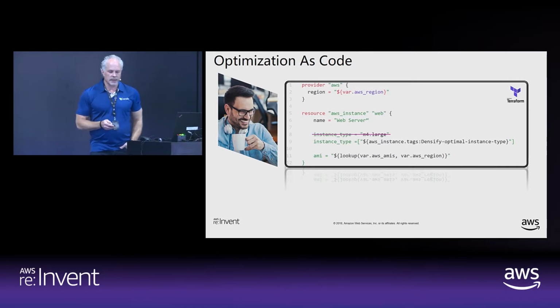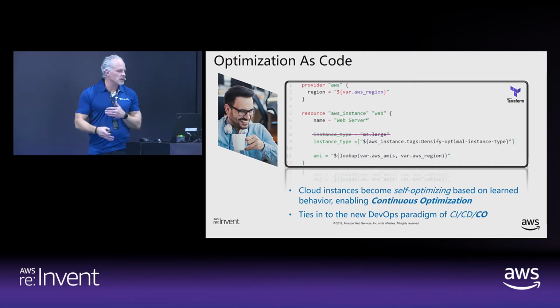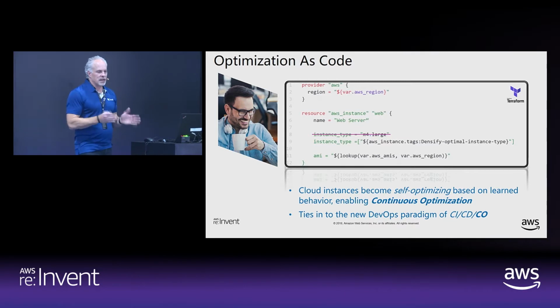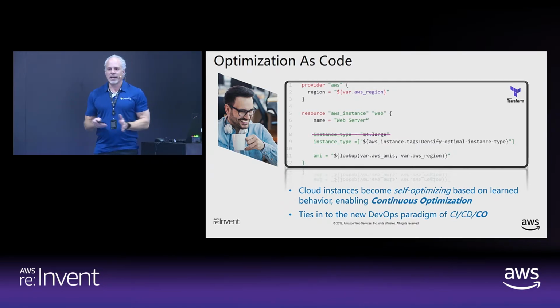So the cloud instance will become self-optimizing based on its learned behavior, and we call this continuous optimization, and it follows along with a paradigm of continuous integration, continuous delivery, continuous deployment. So we call this CI/CD/CO for continuous optimization.